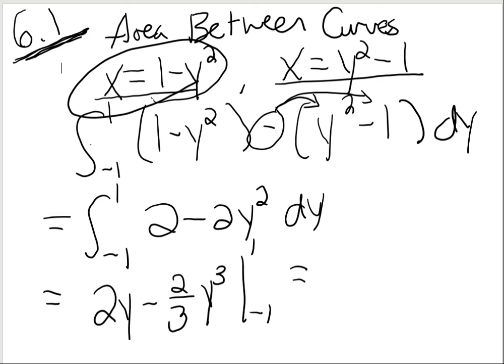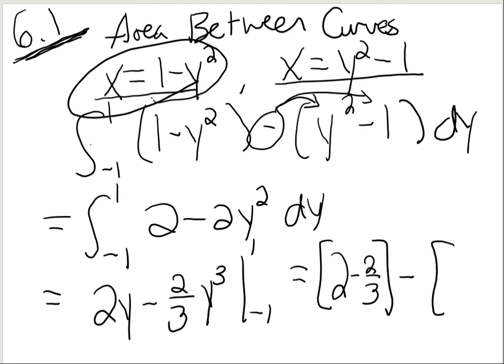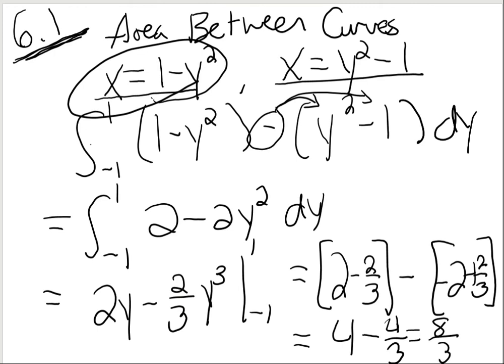Okay, so this is going to be 2 minus 2/3 minus, plugging in negative 1, you get negative 2 plus 2/3, or 4 minus 4/3 just by distributing the negative and combining the fractions and the whole numbers, or 8/3 is the area between those two curves.